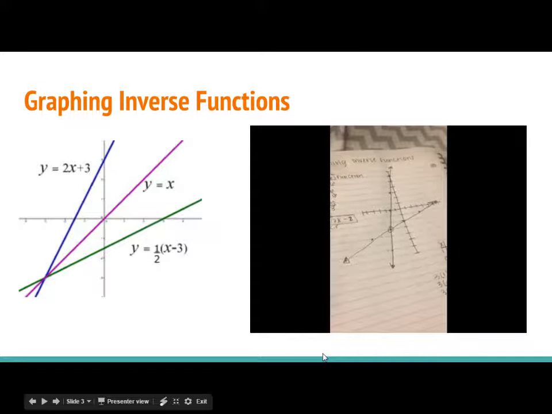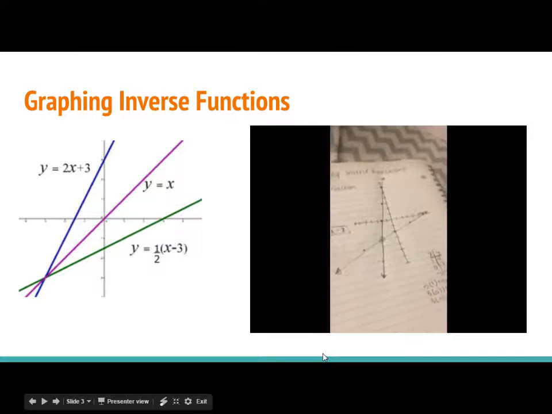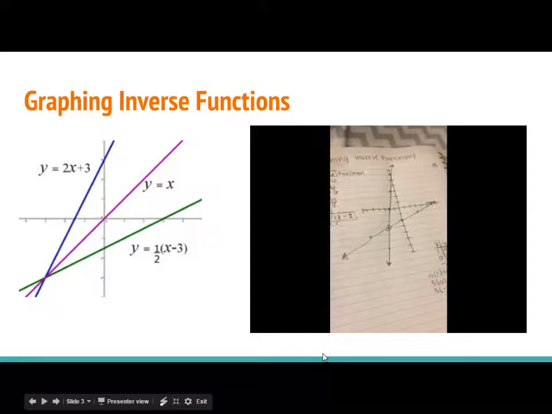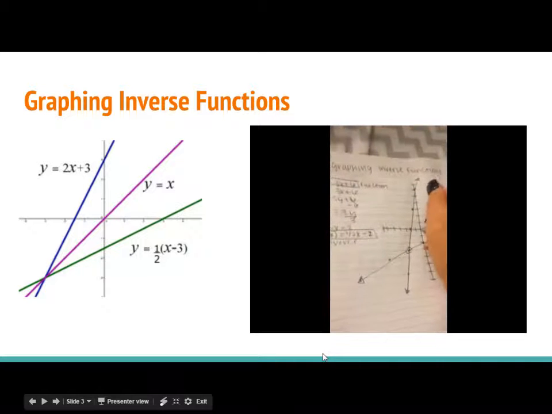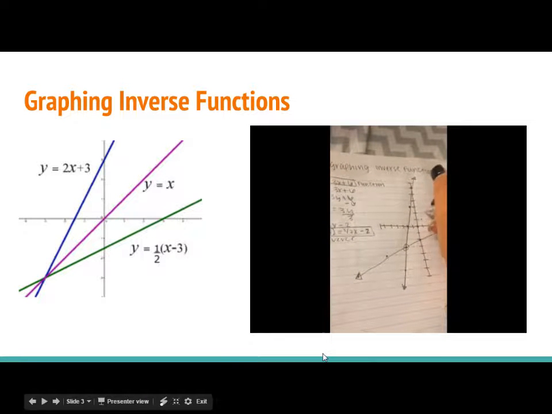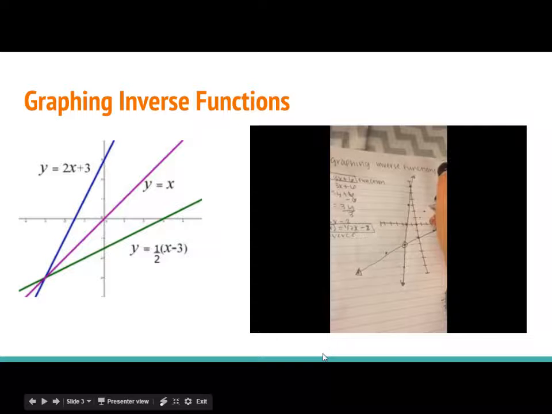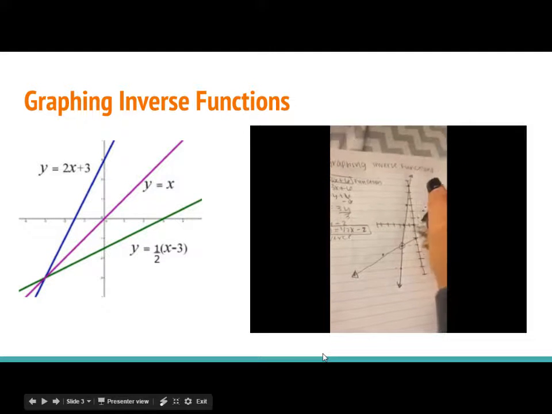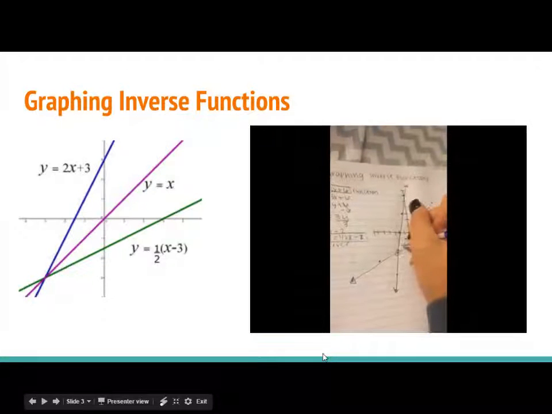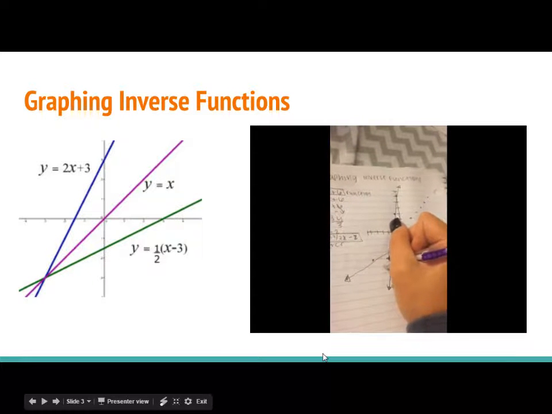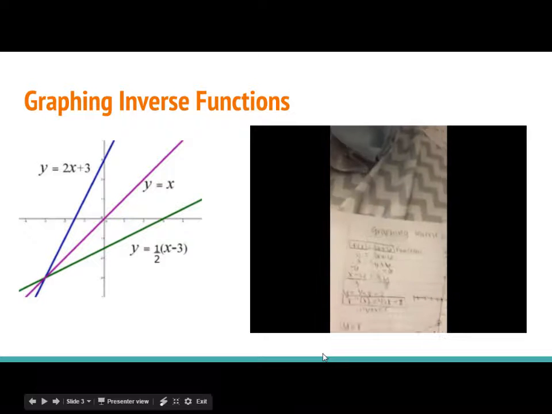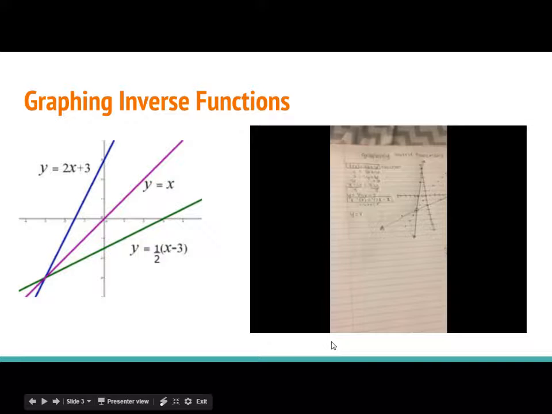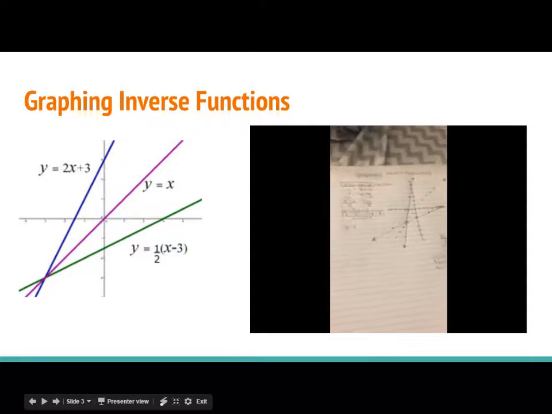So now we can find the line of symmetry. Since y equals x, the y-intercept is 0 and the slope is 1. So 0, 1, 1, 1, all the way up, and then all the way down. And then that will show you that these lines are reflected towards each other. So this is how you would graph an inverse function.